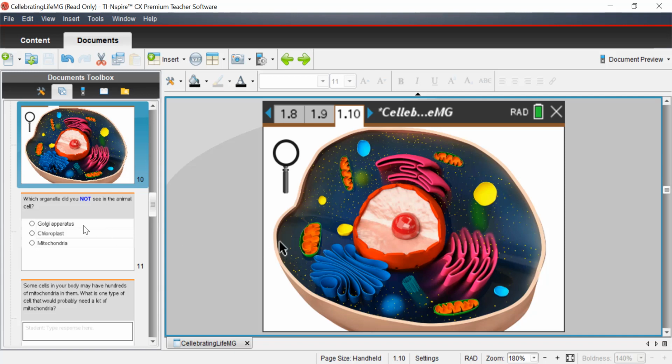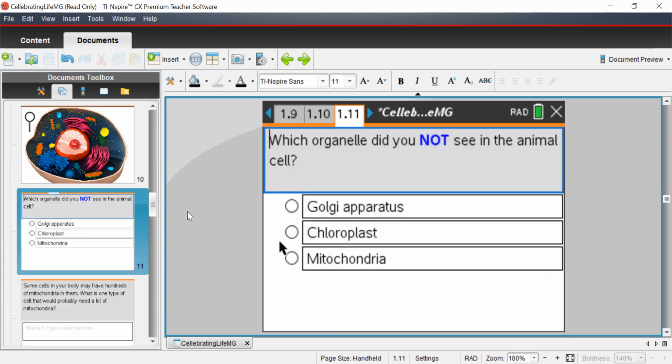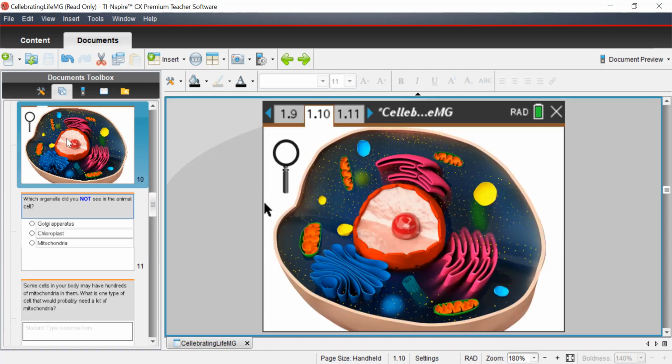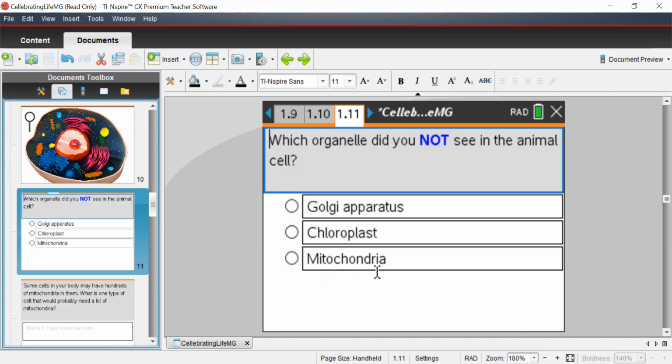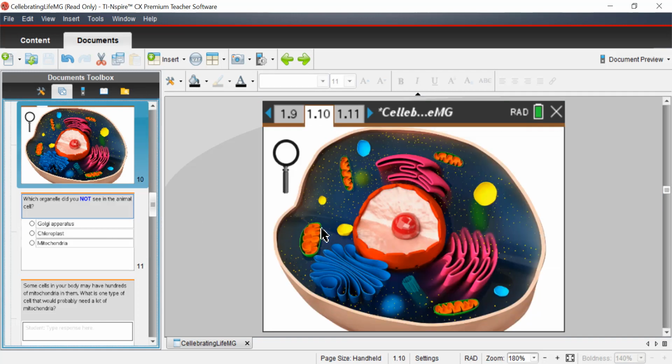Okay? All right. Now let's jump over here to page 11. Which organelle did you not see in the animal cell? Well, we saw the Golgi apparatus. You'll remember it was this sort of blue structure made up of these vesicles. We did see a mitochondria. That was that sausage-looking thing over here. Remember, don't go by the color. Guys, this is just a very stylized representation of the cell just to make certain structures apparent.